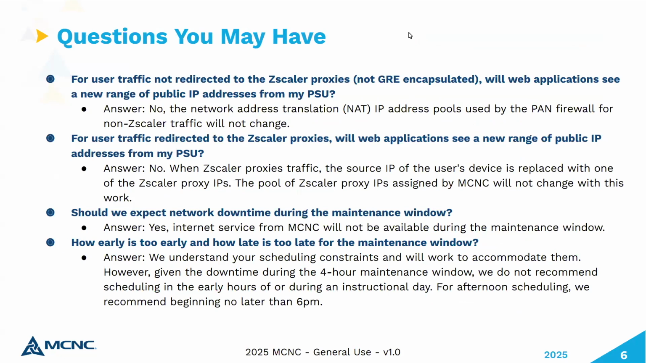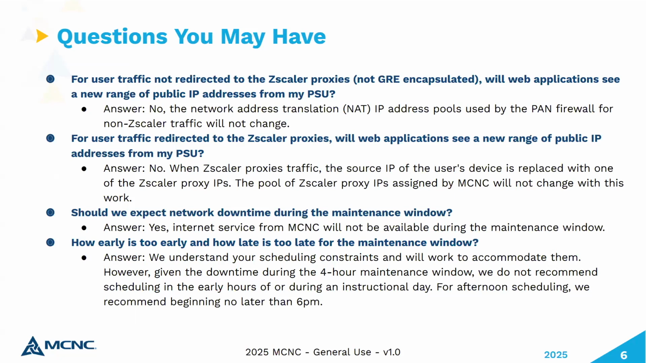To get the question portion of this going, we threw out some sample questions that we thought folks might have, and maybe this is just reiterating what we already said. One of the questions: for user traffic that's not redirected to Zscaler, so it's not GRE encapsulated, will web applications see a new range of public IP addresses from my PSU? And the answer to that is no. The network address translation IP address pools used by the PAN for non-Zscaler traffic will not change.